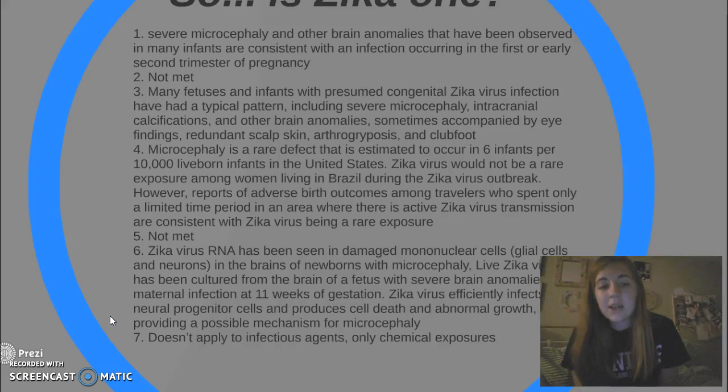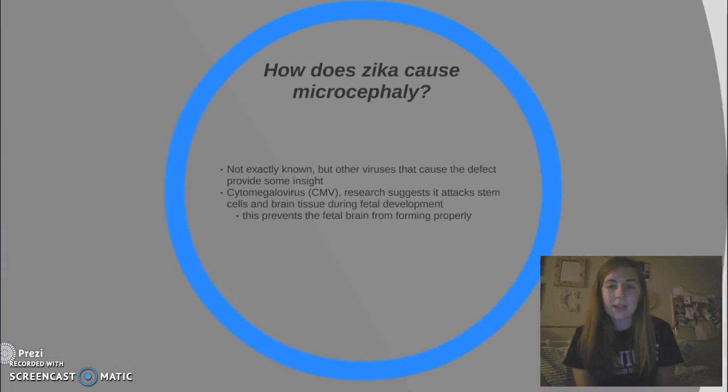Zika virus efficiently infects neural progenitor cells and produces cell death and abnormal growth, thus providing a possible mechanism for microcephaly. So that means that it fulfills criteria 6 because it makes biological sense. 7 doesn't apply because it only applies to chemical exposures, not infectious agents.